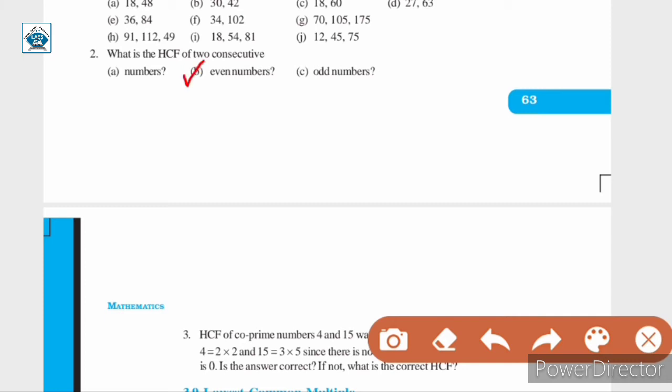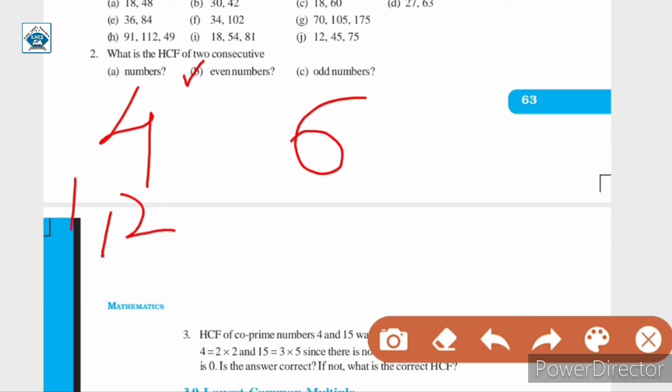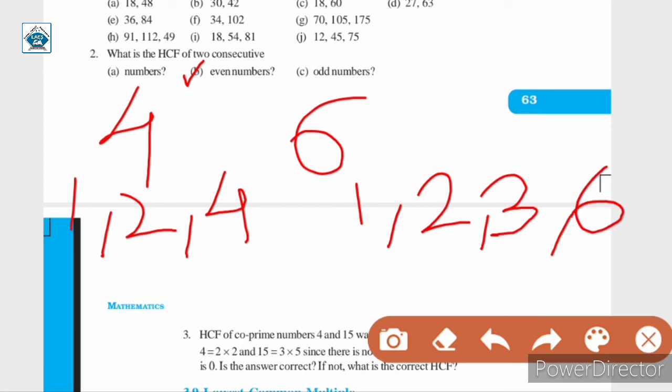Next, for even numbers, consider two consecutive even numbers. For example, 4 and 6. These are two consecutive even numbers. The factors of 4 include 1, 2 and 4. Similarly, the factors of 6 include 1, 2, 3 and 6. These are the factors of 6 and these are the factors of 4. So here we can observe 2 is a common factor. 1 के अलावा जो common factor है वो 2 है और कोई number common नहीं है factors में.